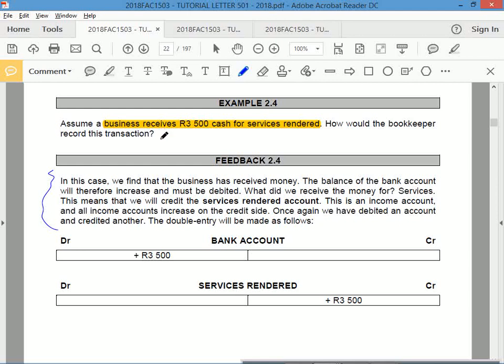Okay, go over the definition, study it. Go over the rules, study it. And then just go through more examples to practice. Okay, so this is the one that I asked you to look at. I would have highlighted this, the cash, and I would have highlighted that word, services rendered. When you highlight the word cash, you would have written bank. Cash affects the bank. Bank is an asset. The asset is increasing. Where do assets increase? On the debit side.